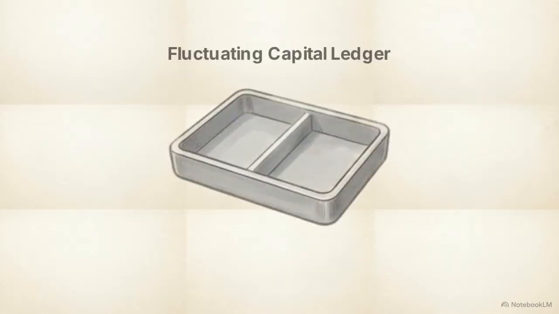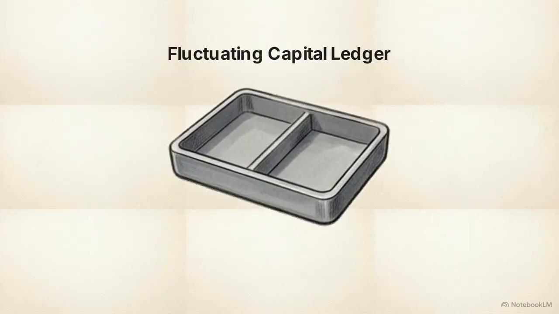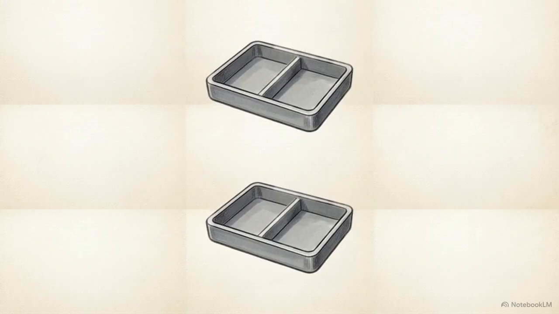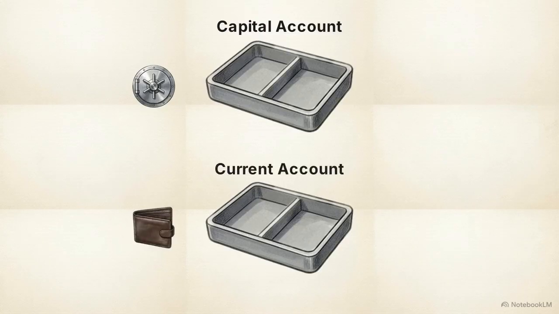To execute this, we take that all-in-one ledger we just built and split it completely in half. We now have 2 specialized ledgers, a capital account on top, which acts like a vault, and a current account on the bottom, which acts like an active wallet. We isolate the original unchanging capital amount exclusively inside the top capital account, locking it away.